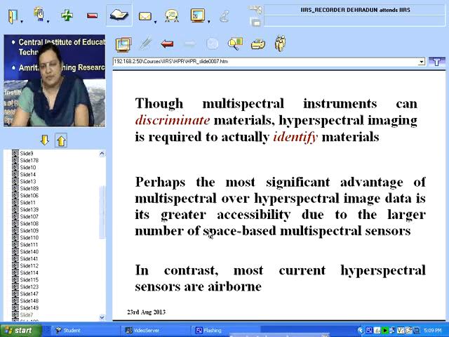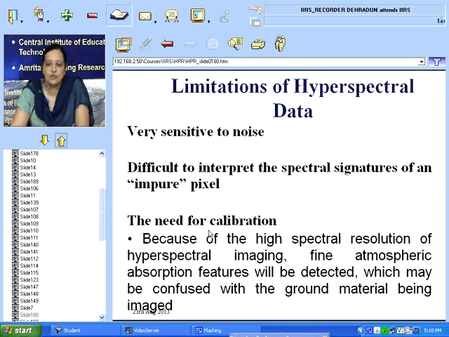And most of these hyperspectral sensors belong to different countries. They have their own airborne hyperspectral sensors which they use for different research applications. Another limitation of hyperspectral sensors is that, since we have a very narrow bandwidth, they have a large amount of noise. They're very sensitive to noise as compared to a multispectral scanner. It is very difficult to interpret the spectral signatures of impure pixels.